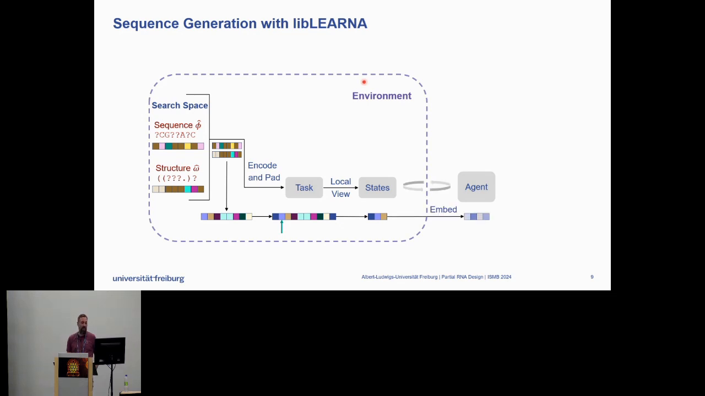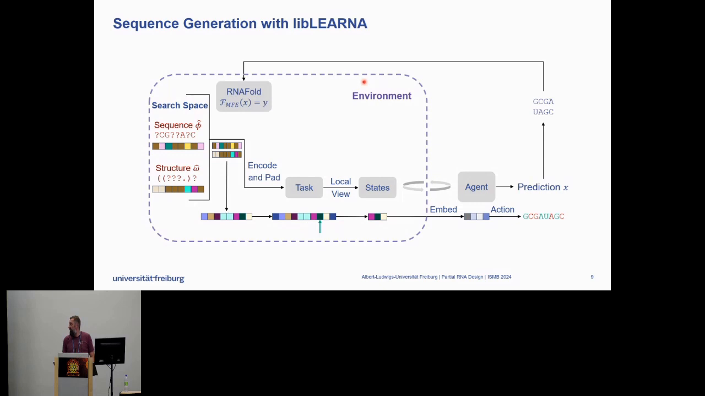The agent embeds the state representation into a certain dimensionality and plays an action, G in this case. And then we can transition to the next site, which is masked in our sequence space, and just do the same thing again, while for this position, we actually ignore the sites that are already assigned values, like the C and G. And we can do that for all the mask positions now to get a final prediction with our agent. And this prediction is then fed back into the environment, which uses RNAfold to compute the structure of the designed sequence.